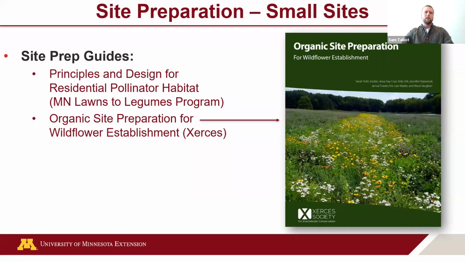Both of these guides, especially the Xerces guide, are for sites relatively small, so maybe less than 1,000 square feet or so, all the way up to 1 acre or 2 acres. So if you're thinking of a larger site and larger prairie restoration, these guides can help you with that. Again, once you get into the very large restorations, you're looking at different methods.